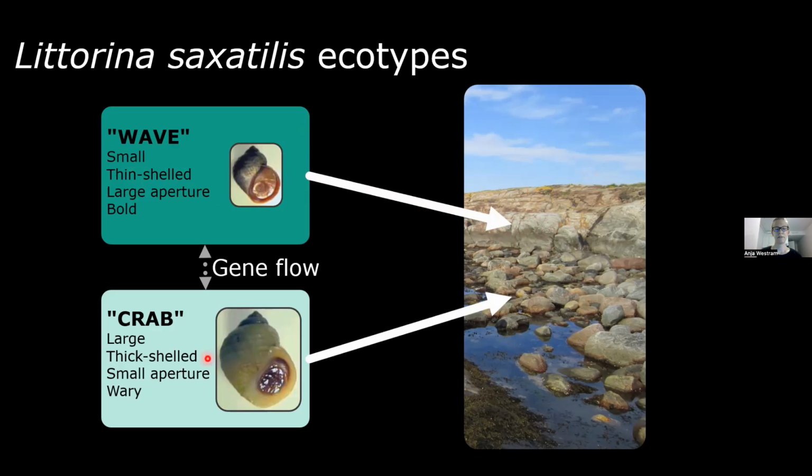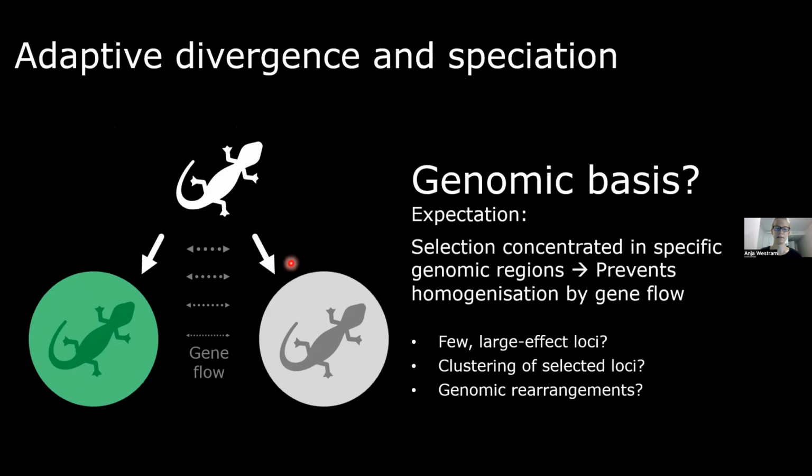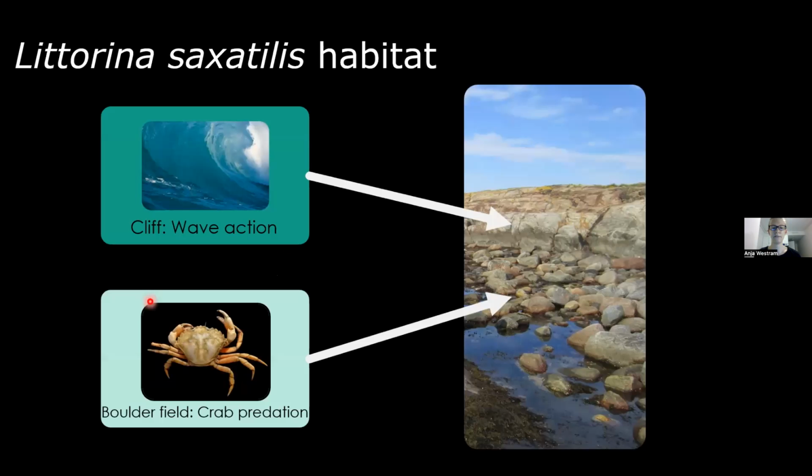And then on the other hand, we have the crab ecotype that lives in the boulder field in this crab habitat, which is much larger than the wave ecotype, has a thicker shell and has a very careful behavior. And all these traits are adaptations to predation. So all this is protection against the crabs. And the important thing to note here is that these snails obviously occur right next to each other. There's no real spatial distance between them, and these ecotypes are connected by quite a lot of gene flow. So we clearly have a system like this here, where we have adaptation and divergence in the face of gene flow.